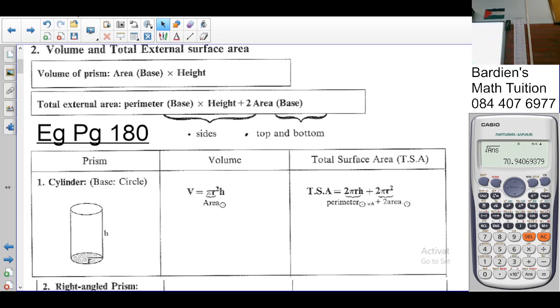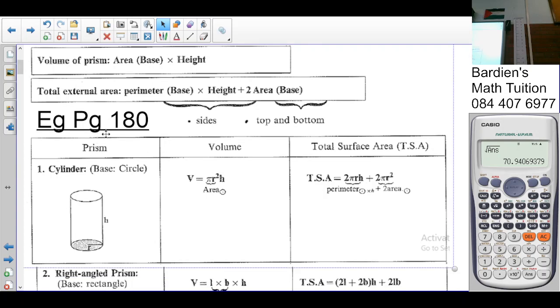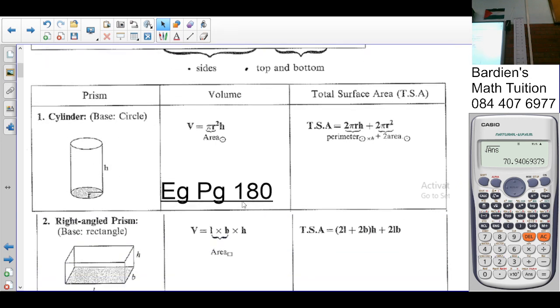Okay, but we'll look at examples of that once we have dealt with this extensively already. Okay, so just looking here at the prism, the volume is equal to area of base times height. How do you calculate the area of base of a circle? Pi r squared times height. Can you see that? While the total surface area is perimeter of that base times height plus 2 area of base.